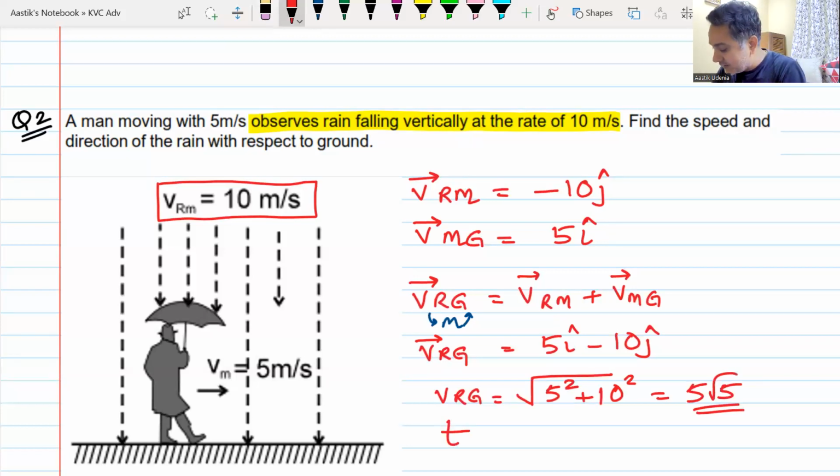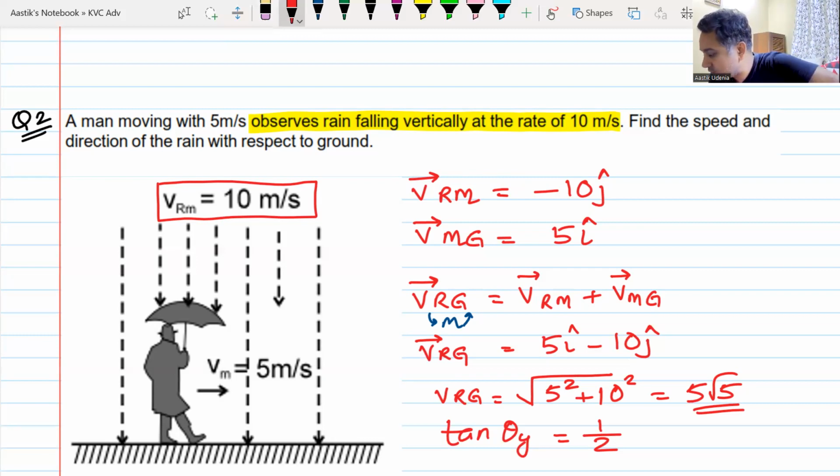Then again, I can find the angle theta with the vertical. That means y-axis. So I'll divide the x component by the y component and I will get tan theta as half. Do we understand this? Yes or no? Yes. That is the actual direction of rain with respect to ground. The rain is not falling vertically downward. It is falling at an angle. Do we understand this? Yes, sir.